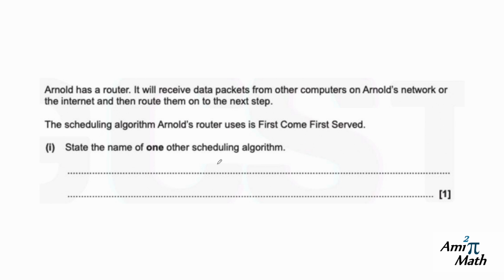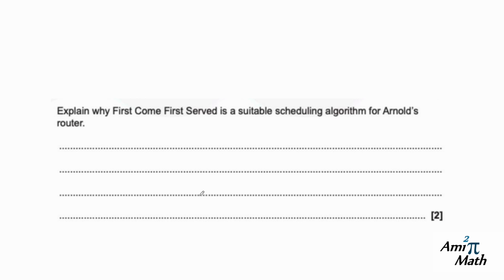Arnold has a router. It will receive data packets from other computers on Arnold's network or the internet and then route them on to the next step. The scheduling algorithm Arnold's router uses is first come, first served. State the name of one other scheduling algorithm. So we can say round robin, multi-level feedback queue, shortest job first, shortest time remaining. Obviously, this is only a 1-mark answer, so you can say any one of these.